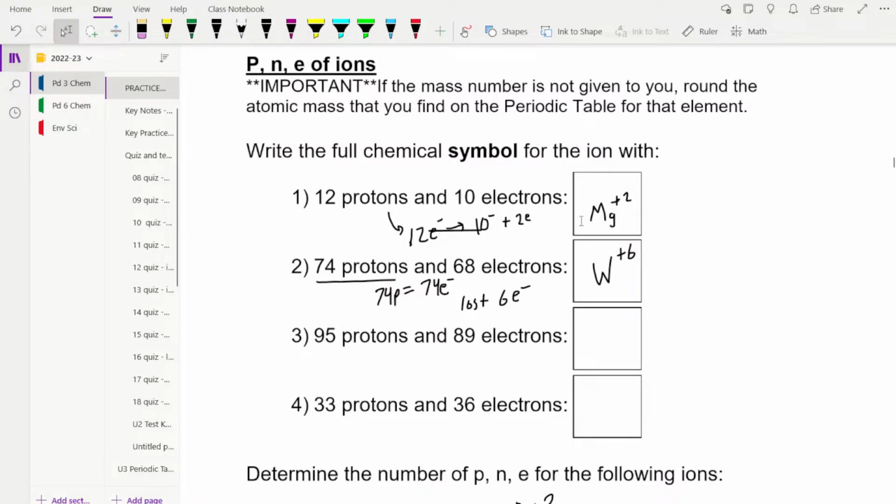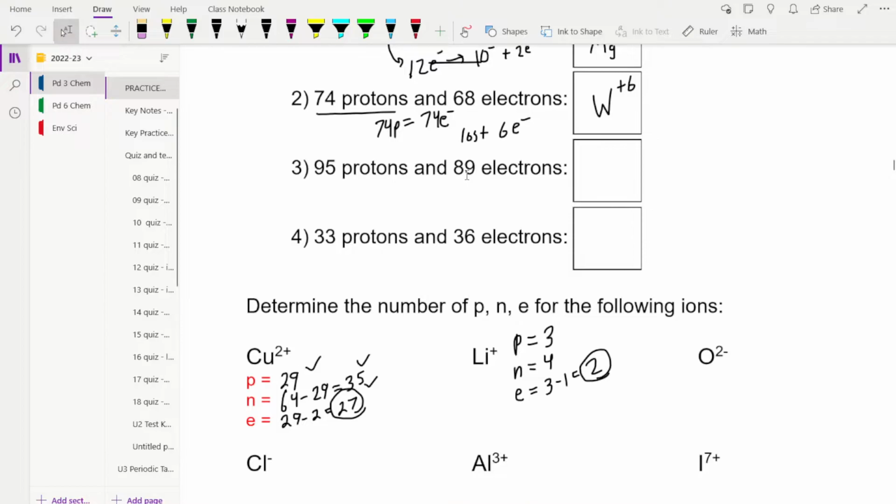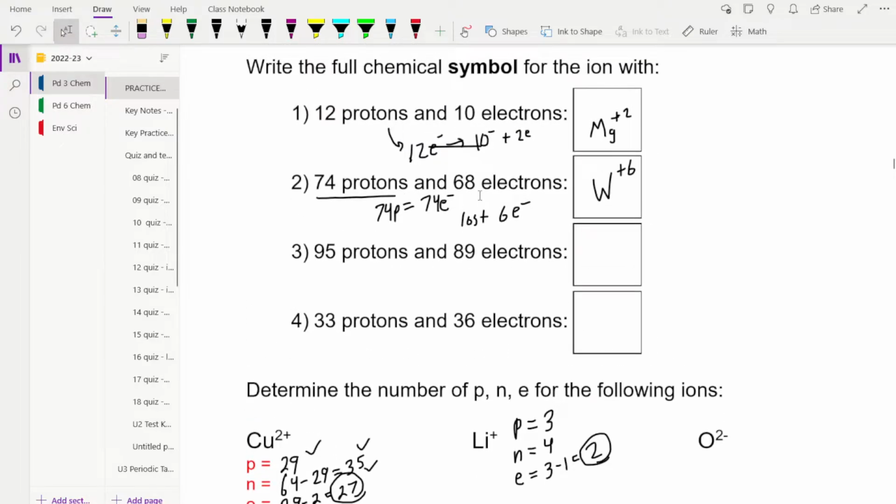How do we find protons, electrons? Well, there's some examples I already went through. 74 protons, that means there's 74 electrons. And what is the full chemical symbol? If it has 74 protons and 68 electrons, that means it must have lost 6 electrons. So the element is element 74, W, which is tungsten. But it has a positive 6 charge because it lost 6 electrons.